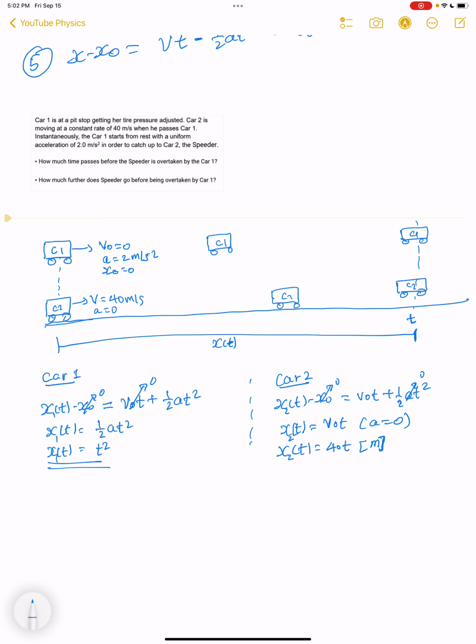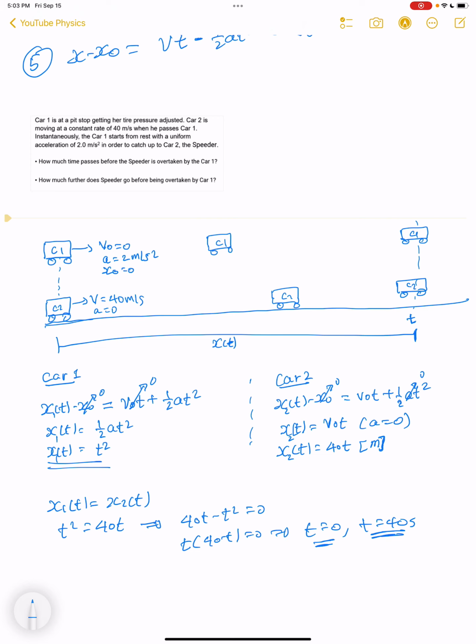When the two cars meet, they have traveled the same position. So x1 of t equals x2 of t, which means t squared equals 40t. We just need to solve this. If you move this to one side, it equals 0. Taking time as a common factor, t times (40 minus t) equals 0. This means time is either 0 or 40. This makes sense because the first time they pass each other is at time 0, and the next time they meet is at time equals 40 seconds.